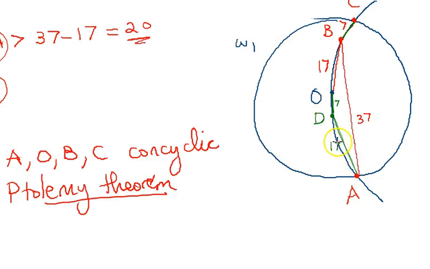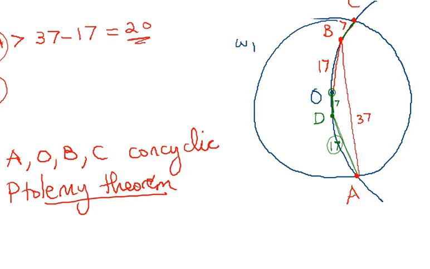Can you see why? Do you guys realize that OC is a segment which spans the radius of our first circle? And so in a sense, OA is also spanning that radius. So as such, DA must be 17.